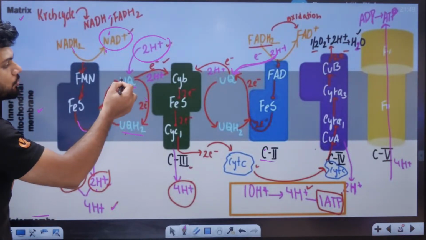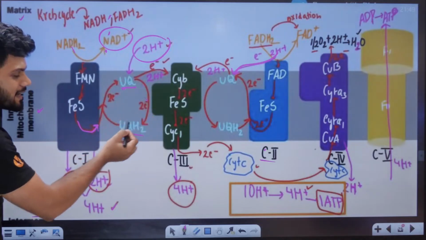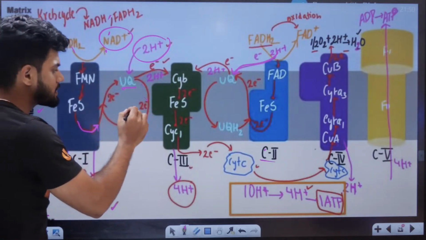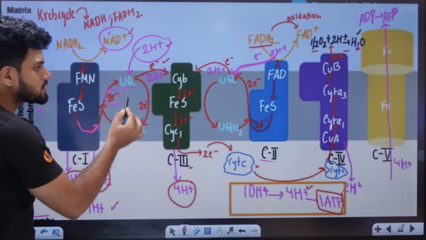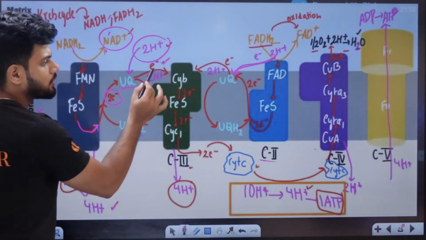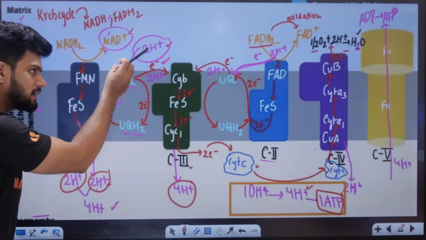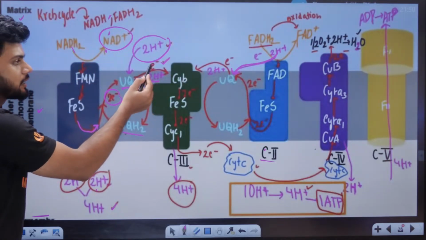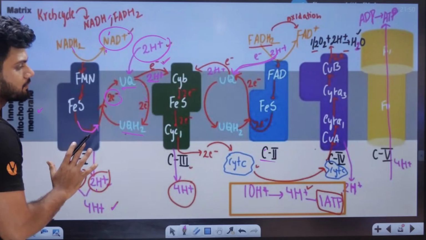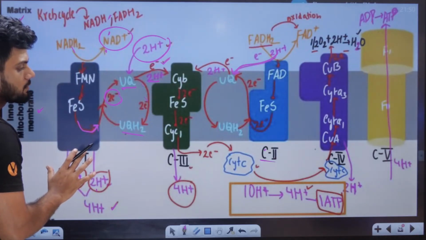UQH2 against UQ. So it happens in a cyclic manner here. Now, out of these 2 electrons, 1 electron is sent here. Can you see? 1 electron is sent here, and these 2 protons from the stroma are picked up and all sent here. So 1 electron, 2 protons from here sent here. Okay, 1 electron and 2 protons.